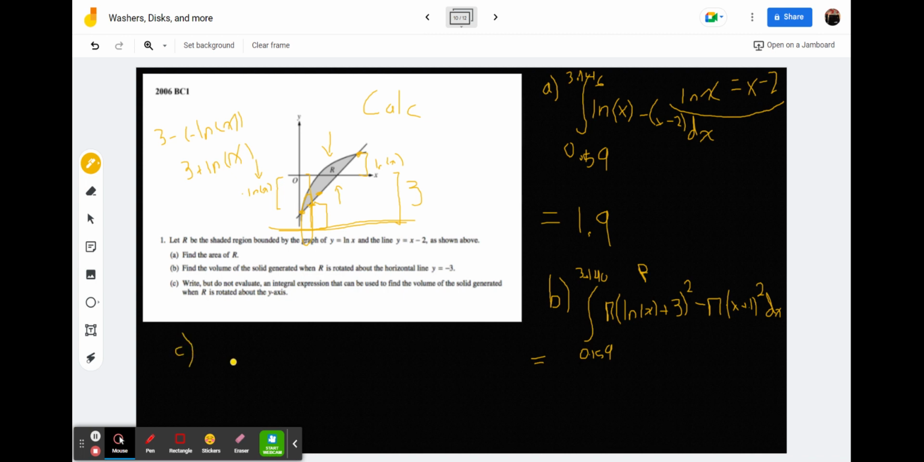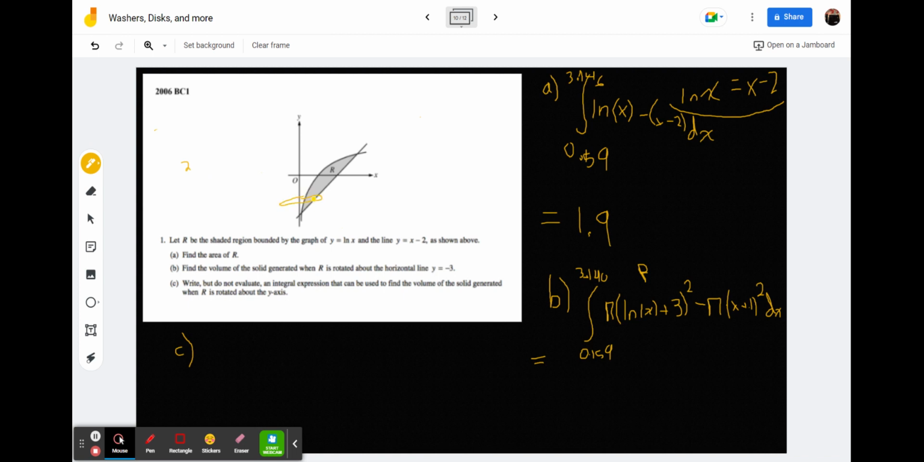Write but do not evaluate an integral expression that can be used to find the volume of the solid generated when R is rotated around the y-axis. Okay, y-axis. Let's once again go through our list of techniques. Can we use disk? No, because it's not directly touching the y-axis. Can we use hollow cylinders or cylindrical shells? Well, the volume of the hollow cylinder is going to be extremely difficult to take here. So instead, we need to use the washer method, specifically around the y-axis.